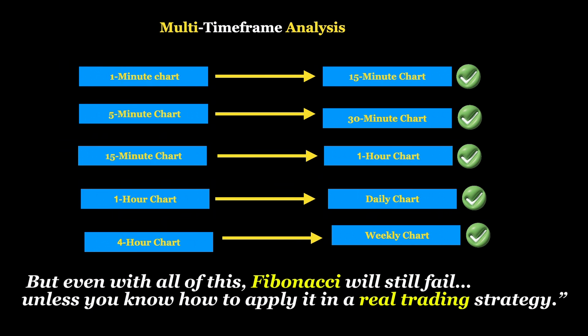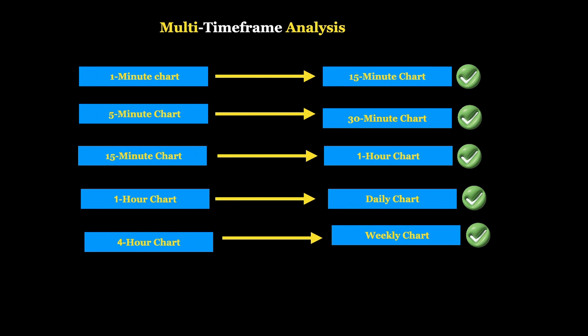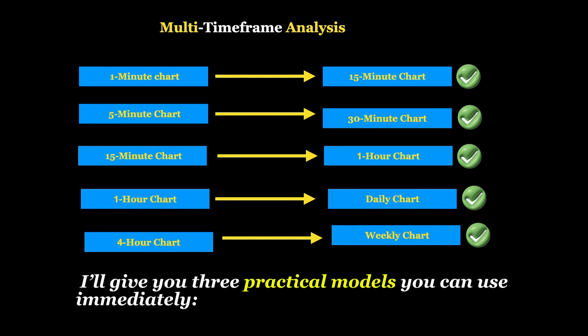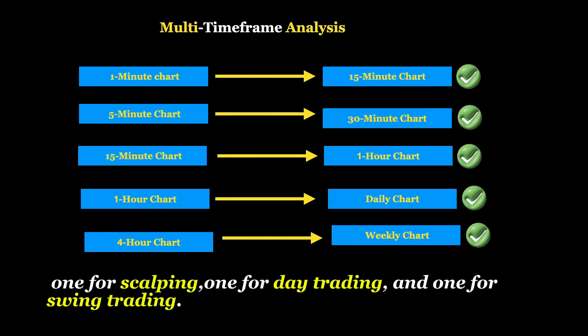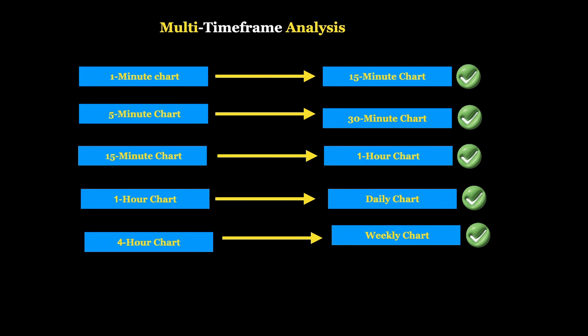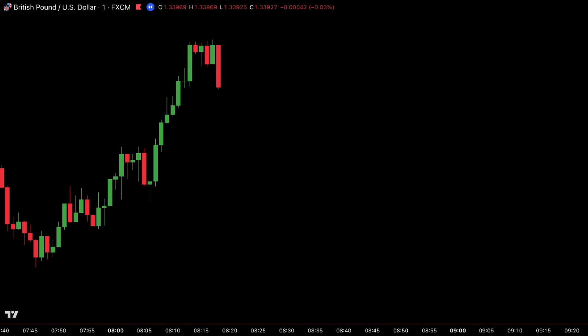But even with all of this, Fibonacci will still fail unless you know how to apply it in a real trading strategy. So, next, I'll give you 3 practical models you can use immediately. One for scalping, one for day trading, and one for swing trading. Each one uses the same smart money logic, just adapted to the time frame you trade. Let's start with the first scalping strategy.